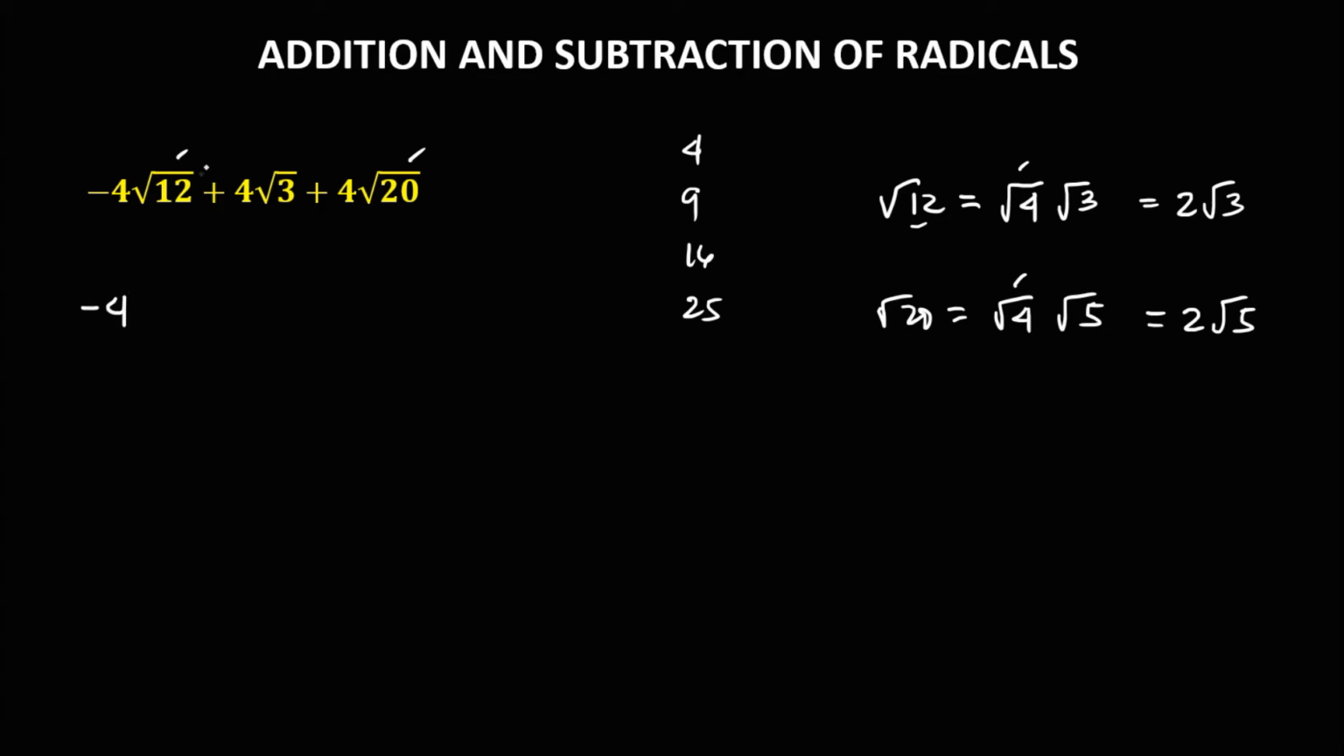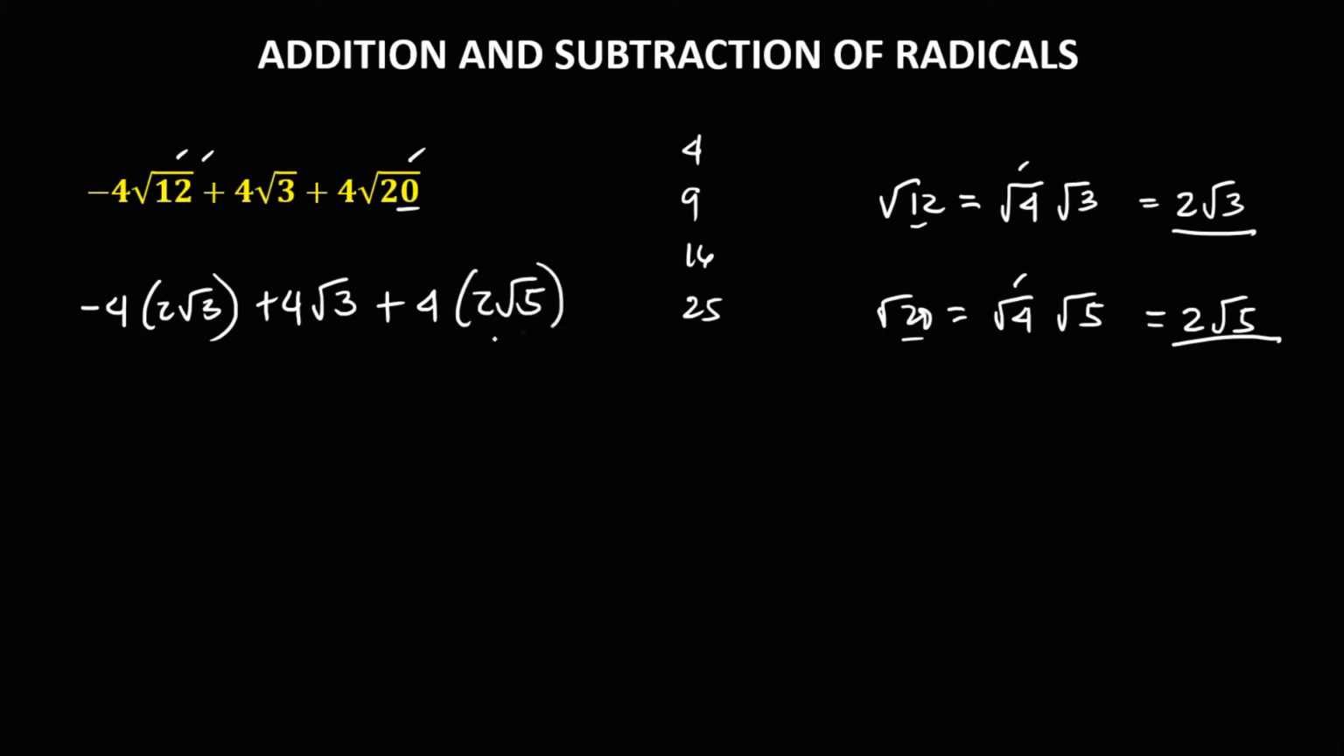So we have 4, then square root of 12, that's 2 times square root of 3, then plus 4 square root of 3, then plus 4, and square root of 20 is 2 square root of 5. Then simplify. Negative 4 times 2 is negative 8 square root of 3, then plus 4 square root of 3, then plus 4 times 2, this one is 8 square root of 5.